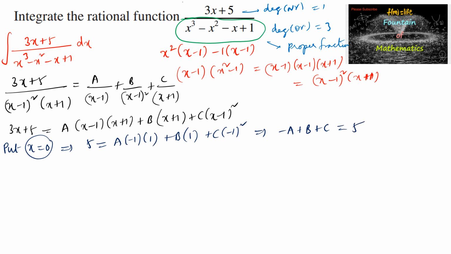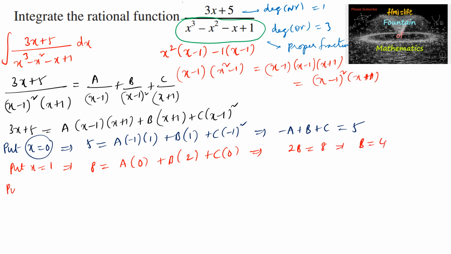And now put x = 1. So we get 3(1) + 5, that is 8, equal to A times 0 + B(1 + 1), that is 2, plus C times 0, which implies 2B = 8, that is B = 4.